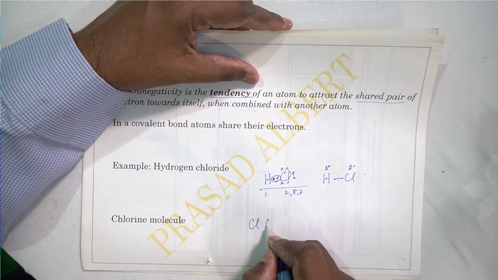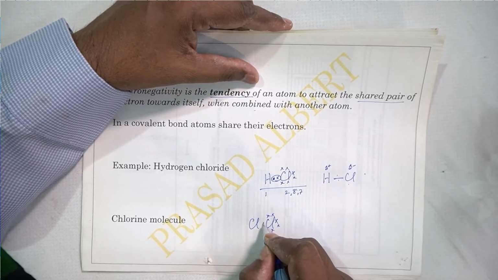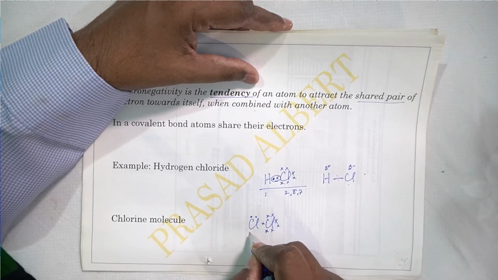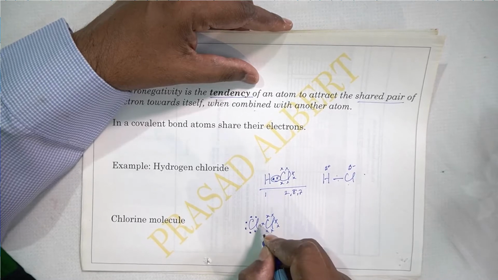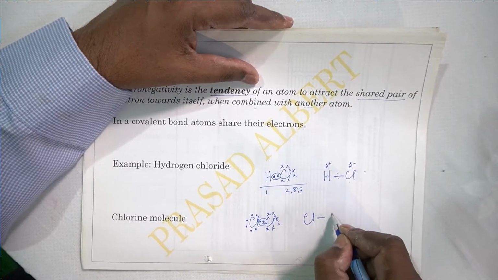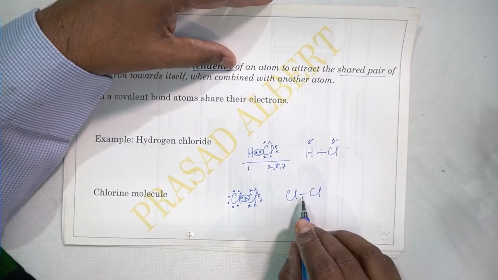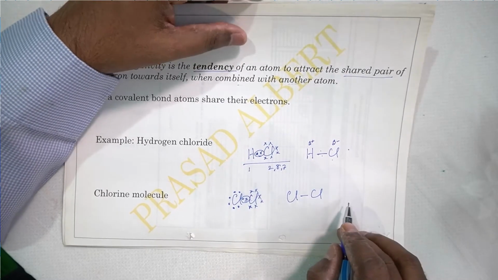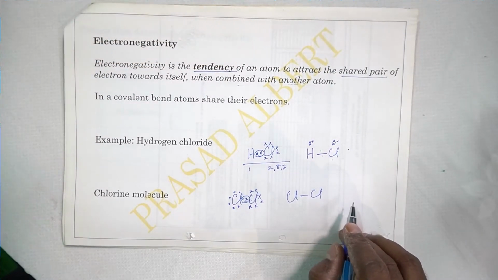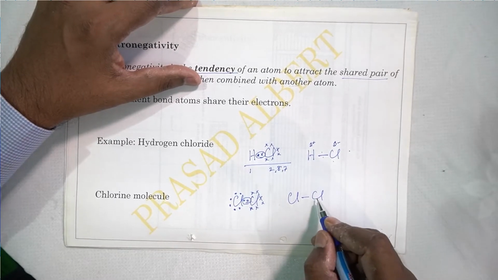When two chlorine atoms combine, each chlorine atom has 7 electrons. The next chlorine atom also has 7 electrons. Now one pair of electrons is shared between them, so there is a Cl-Cl single covalent bond between them. Here the electrons are attracted equally by both the atoms. Both atoms have the same tendency to attract, so no partial charges develop. It is shared equally.